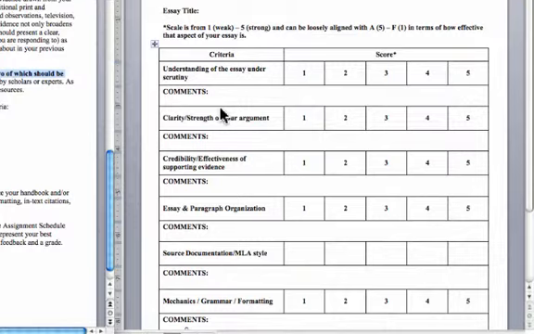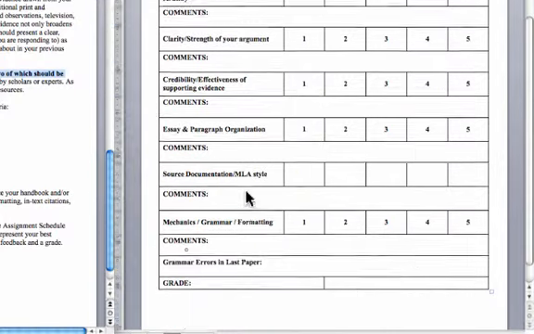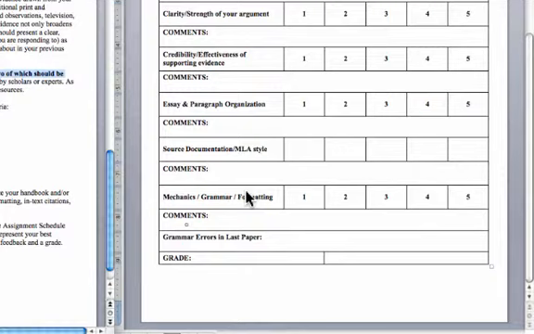And then there's credibility and the effectiveness of the supporting evidence. That's your research. Did you do good research, and did you find solid, valid sources? The essay and paragraph organization we've already talked about. Your source documentation, MLA style, a lot of you are not looking this information up, and you simply have to. When I do research, I still have to use my MLA handbook, okay?